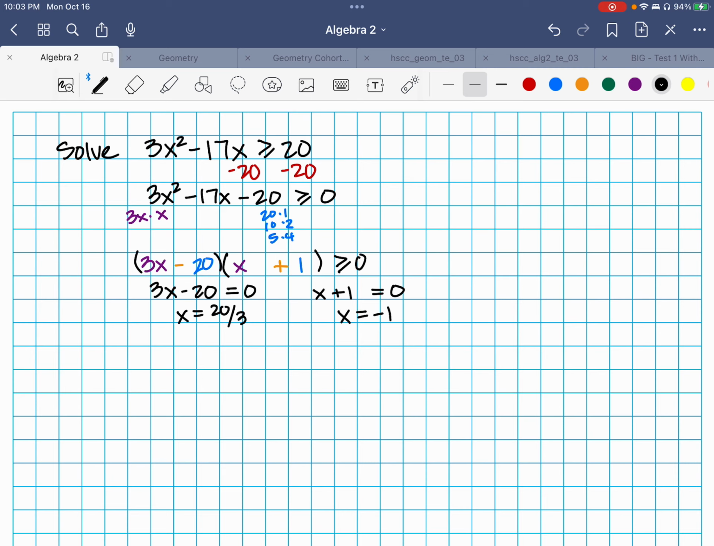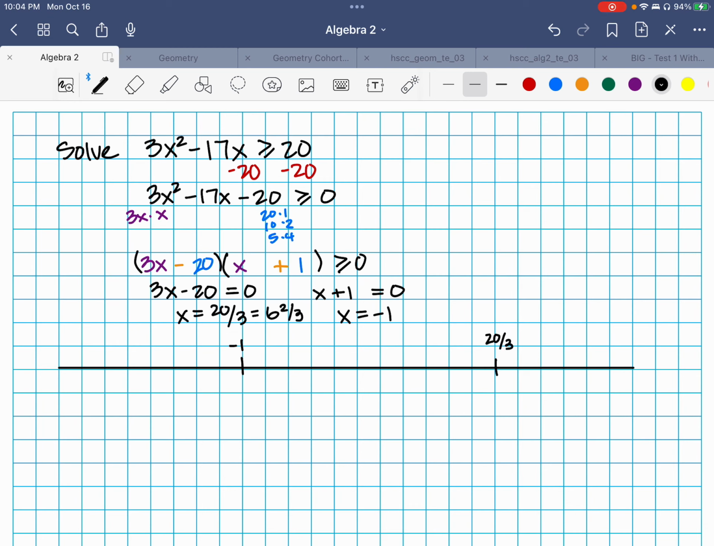Now the 20 thirds, we want to make sure we understand that this is 6 and 2 thirds. I know it's a mixed number. We generally don't use mixed numbers, but it's helpful to see what the mixed number is for graphing purposes. All right, so now that we've identified what the solutions are, we're going to set up a number line, and we're going to make sure that we partition it well. What I mean by that is that the negative 1 should be on the left side, and the 20 thirds should be on the right side.